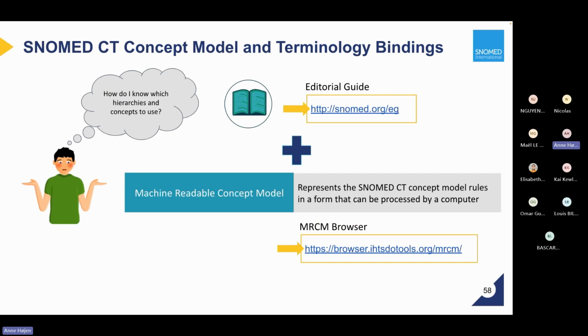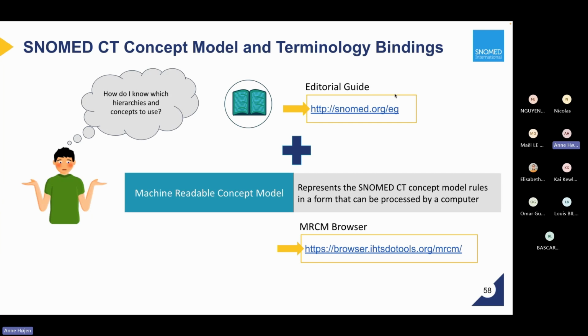So these rules that I just showed you here are part of what we have in SNOMED called the concept model. The rules for how we can apply these attributes to specific concepts to represent their meaning. And we have an editorial guide where all of these rules are documented.